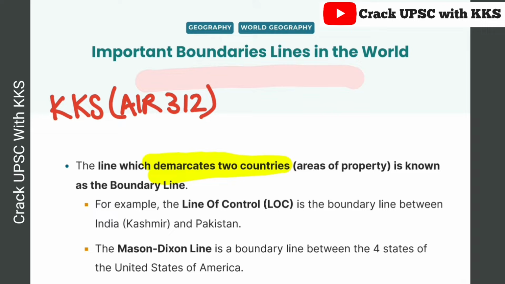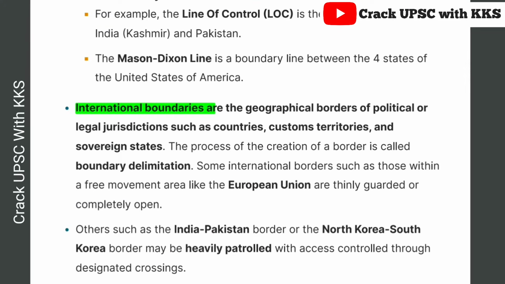Let's quickly revise all the important boundaries or borders which are asked frequently in different exams, and this is a quick revision video, so we will try to cover the video within 8 to 9 minutes. Examples are line of control between India and Pakistan, and Mason-Dixon line, which is a boundary line between 4 states of USA. So what are international boundaries? International boundaries are recognized by both countries, and they are well defined, and on both sides both countries have their legal jurisdiction. So those lines are called international boundaries.